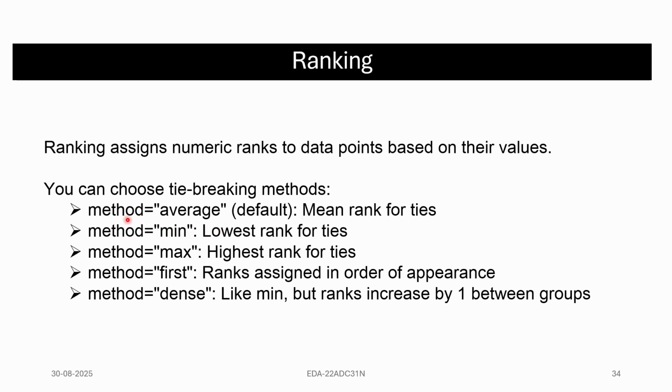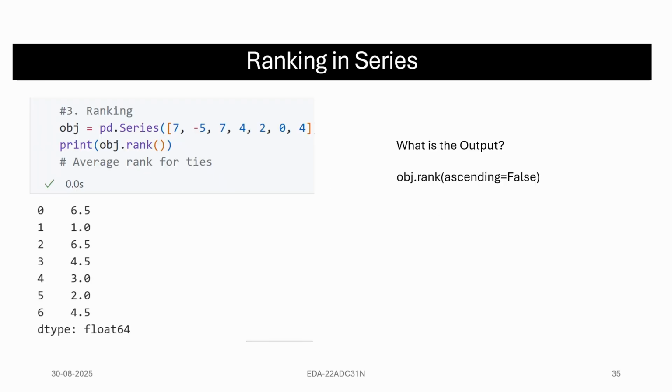So if you give method equal to average, wherever there is a tie, the average of the ranks is going to be assigned for the ties. Similarly, we have method equal to minimum, method equal to maximum, method equal to first, and method equal to dense. So let us see how this ranking works on a series object.